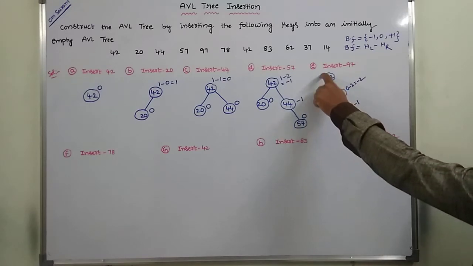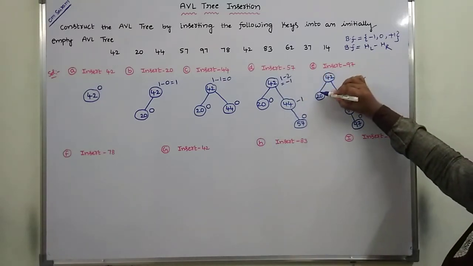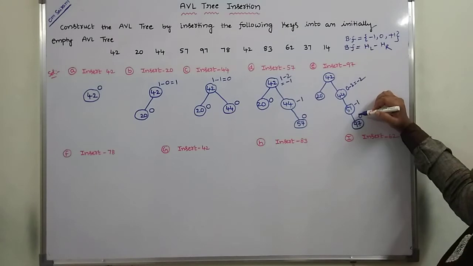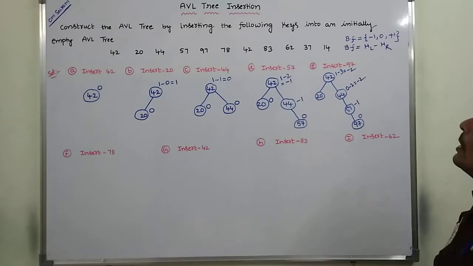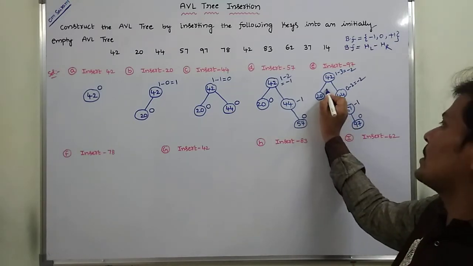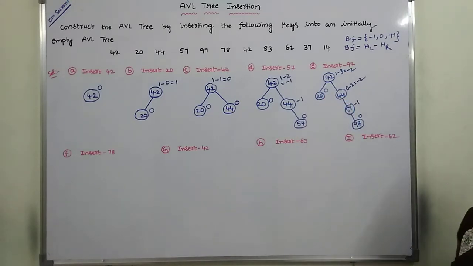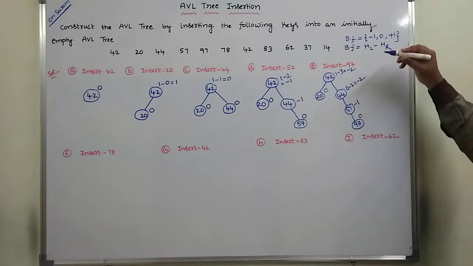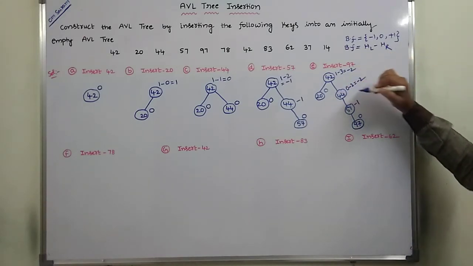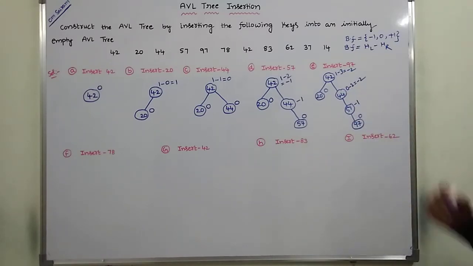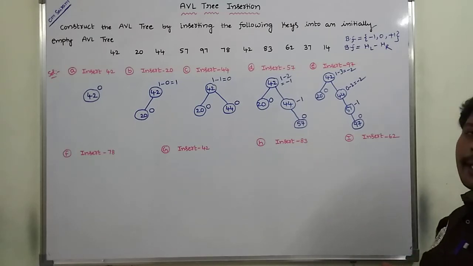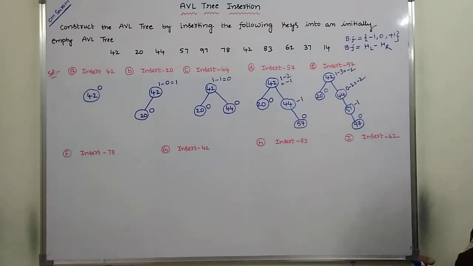Next, for this node, the height of the left subtree is 1, the height of the right subtree is 3. 1 minus 3 is equal to minus 2. Next, this node: the height of the left subtree is 0, the height of the right subtree is 0. So now the balance factors are minus 2, 0, minus 1. 0 and minus 1 are valid balance factors, but minus 2 is not a valid balance factor. Whenever we get invalid balance factors, we have to use rotations.